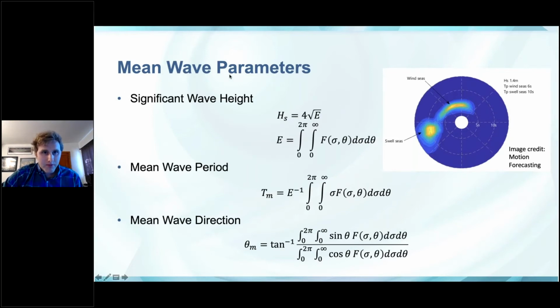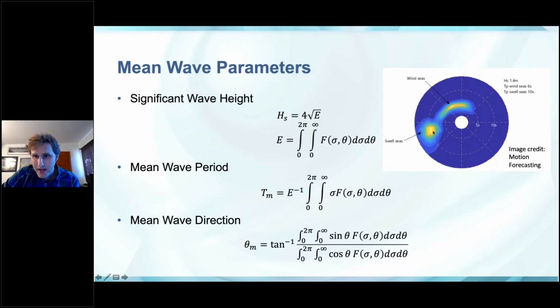So WaveWatch is solving for this action density spectrum, which is related to the energy density spectrum. And so how do you relate that to quantities that you would expect to observe for waves? You do that by integrating over this frequency-direction spectrum in different ways to get things like the significant wave height, which is the average of the highest 1/3 of the waves, the mean direction, mean wave period, things like that can be found by integrating over frequency and direction space to get these mean quantities at a particular point in space. So by looking at this frequency-direction plot, like I said, you can tell a lot about what the local wave properties are.